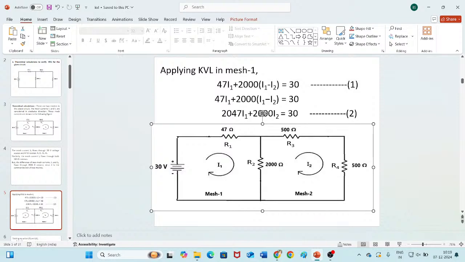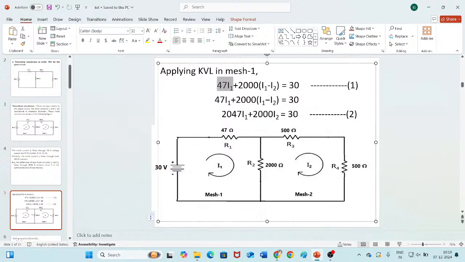What is the voltage across R1? Voltage is V equal to I into R, isn't it? What is the I value? The current flowing in R1 is I1, and the resistance is 47. So 47 into I1. The voltage drop across this R1 is 47 into I1.